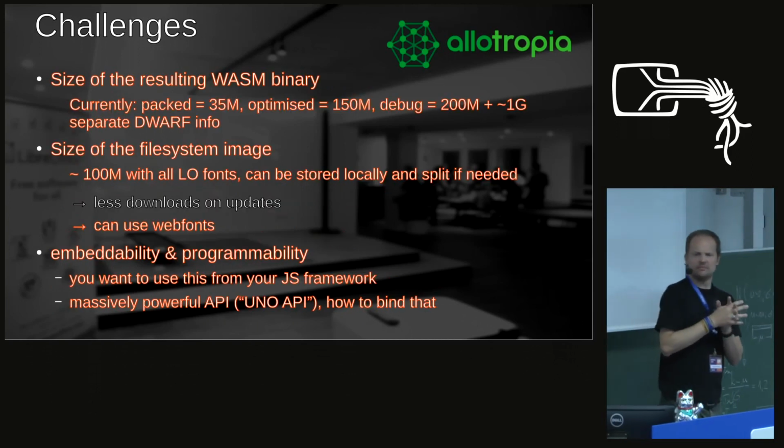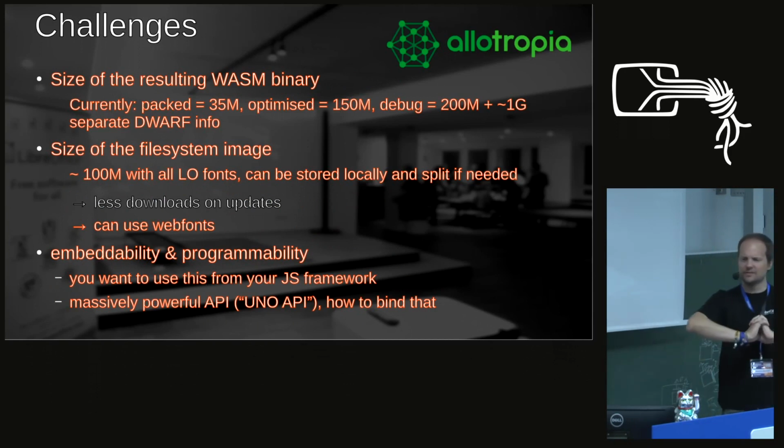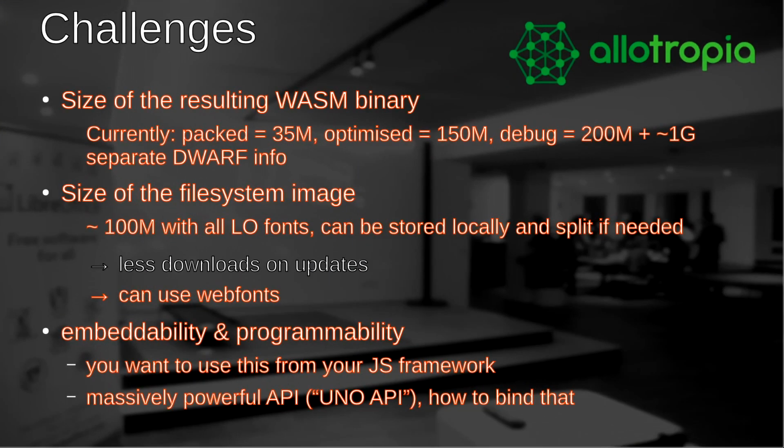So right now where we are is, when we hit it hard with the Brotli compressor, we get it down to 35 megs for the writer-only thing.